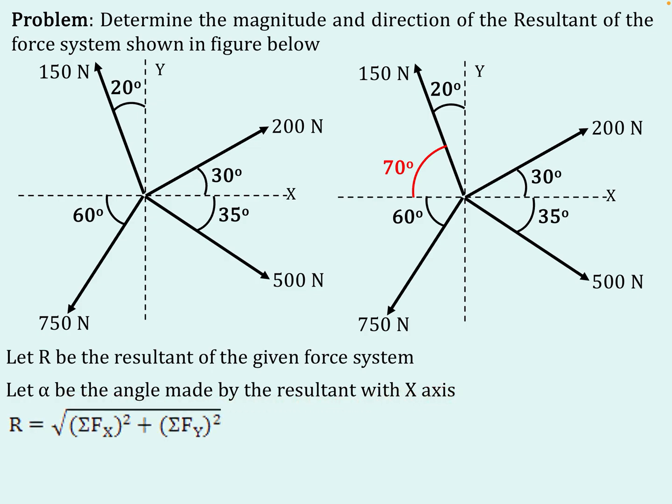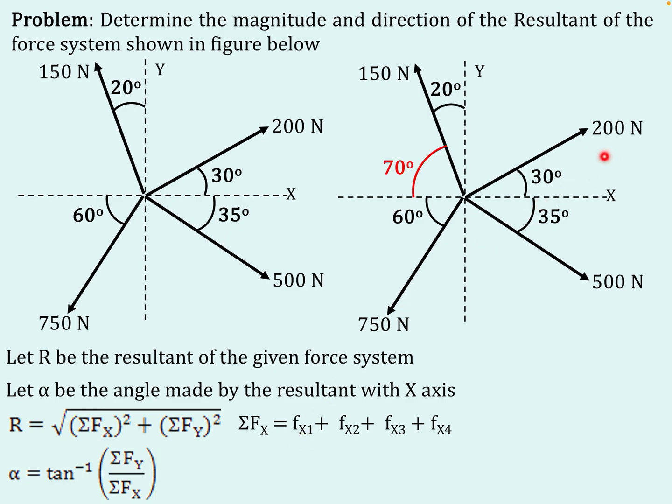So we know the equations to get the magnitude of the resultant, which is R equal to under root sigma Fx square plus sigma Fy square, and alpha, the angle made by the resultant with the x-axis, which is given as alpha equal to tan inverse of sigma Fy by sigma Fx. So we have to look into calculating sigma Fx and sigma Fy first. Now sigma Fx is nothing but Fx1 plus Fx2 plus Fx3 plus Fx4, because we have four forces.